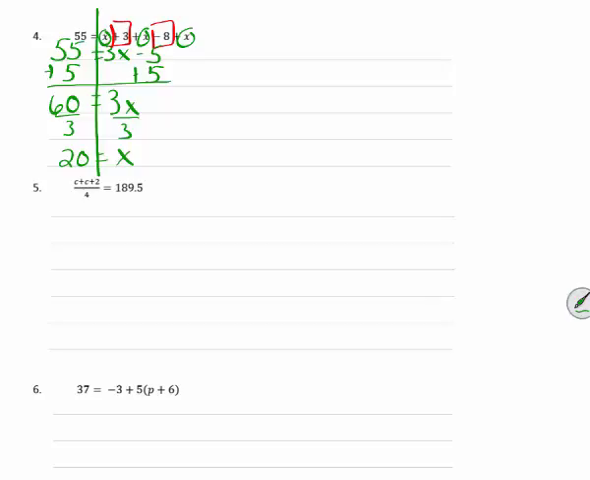Okay, number 5. So this one's a little bit weird, but this basically acts like there's some parentheses here. So I have to do this top part first. So I'm going to put my 2 c's together. So I'm going to have 2c plus 2 over 4 equals 189.5. Well, now I have to cancel, believe it or not, this 4 first. So I'm going to multiply both sides by 4. So that's going to give me 2c plus 2.